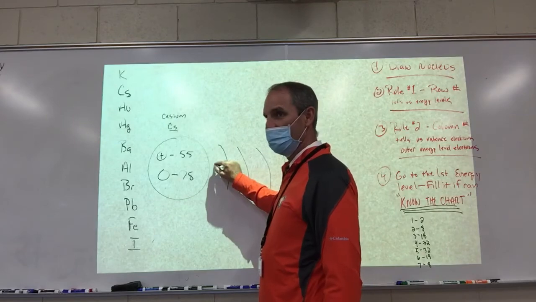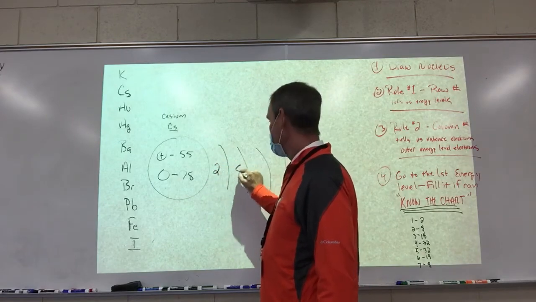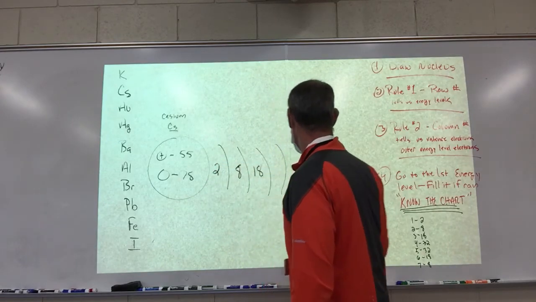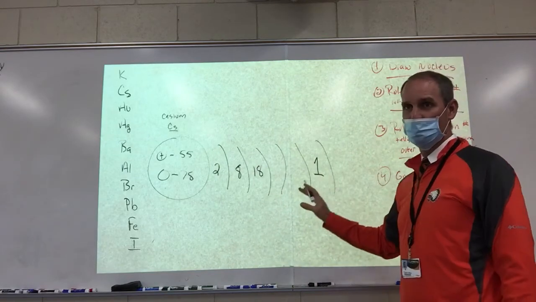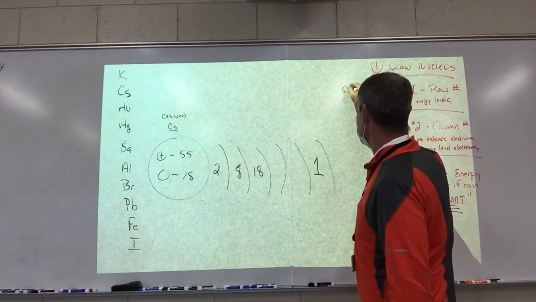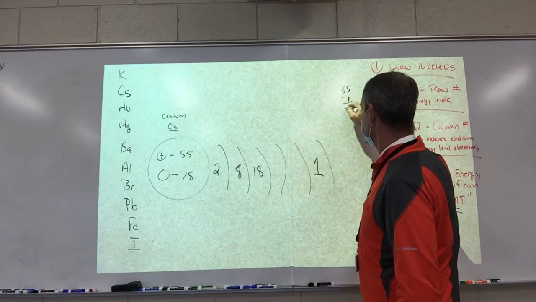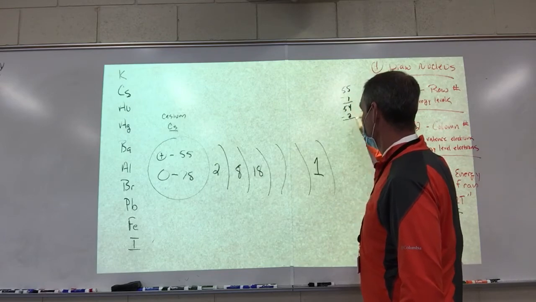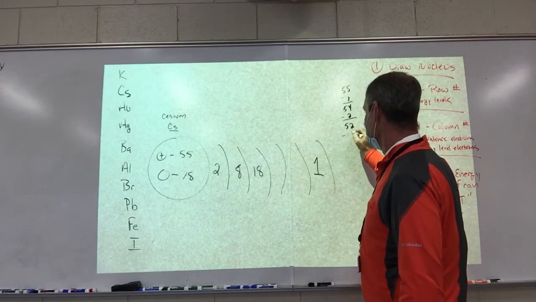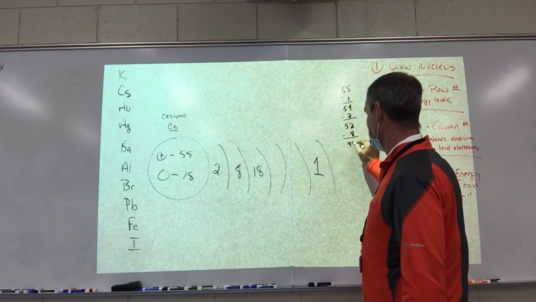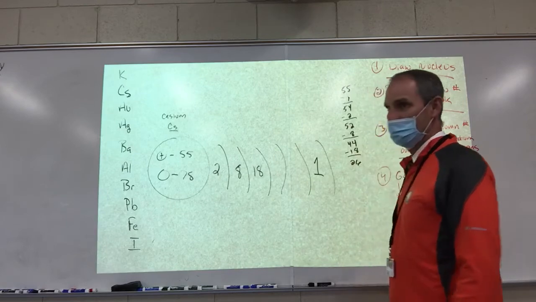So what can go here? 2, 8, 8, 18. Okay, so hold on a second here. So I got how many total? 55, right? I used 1, 54. I used 2 in the first, that's 52. I used 8, which is 44, right? I used 18, which is now 26.